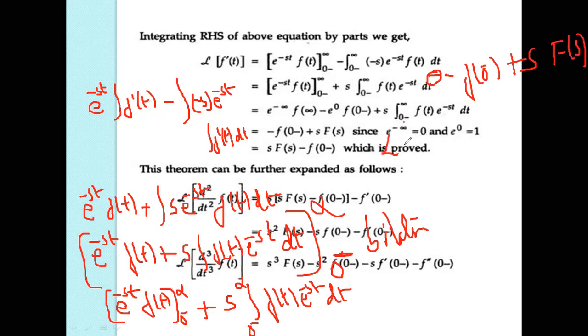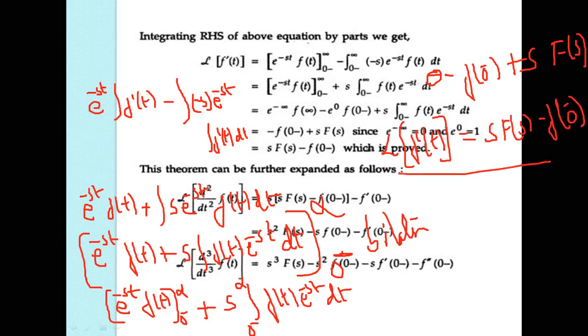Finally, the Laplace transformation of f dash of t is equal to s into F of s minus f of 0 minus. Got it, my dear students? So e power minus infinity into f of t gives f of infinity, minus e power 0, f of 0 minus. And s into the integral from 0 minus to infinity: the first term is 0 and the second term is minus e power 0, which is 1, f of 0 minus, plus s into F of s. So s into F of s minus f of 0 minus.